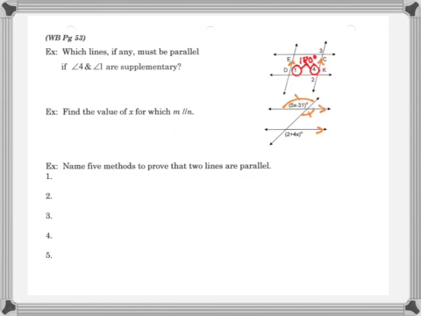Alright, for the next example, I'm given that m is parallel to n, and I want to figure out the value for x. Well, I know that from vertical angles, those 2 angles are congruent, and therefore those are corresponding angles and congruent. So I get this equation, 5x minus 31 equals 2 plus 4x, and solve for x to get 33.